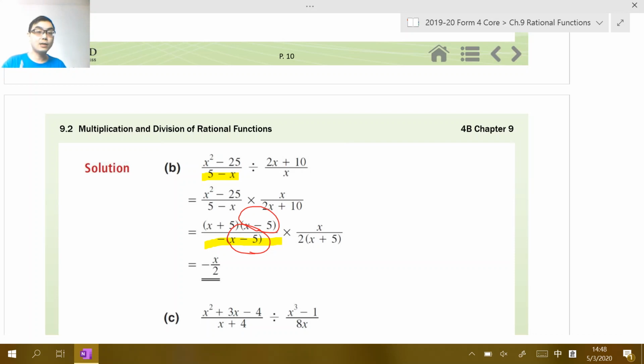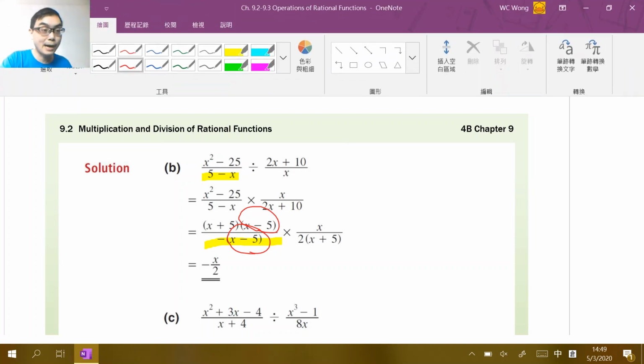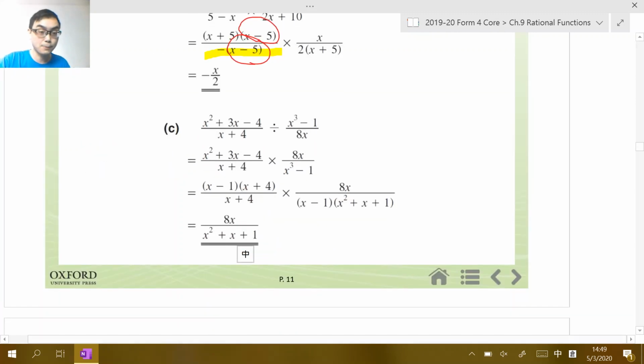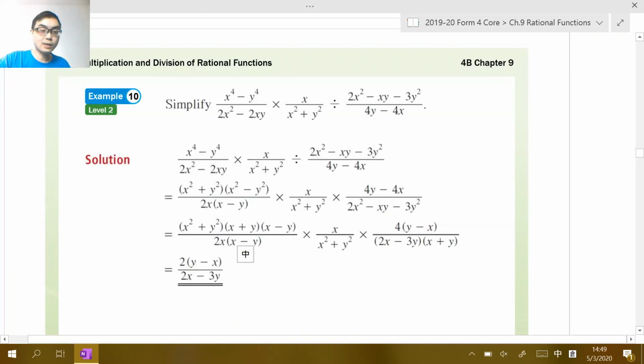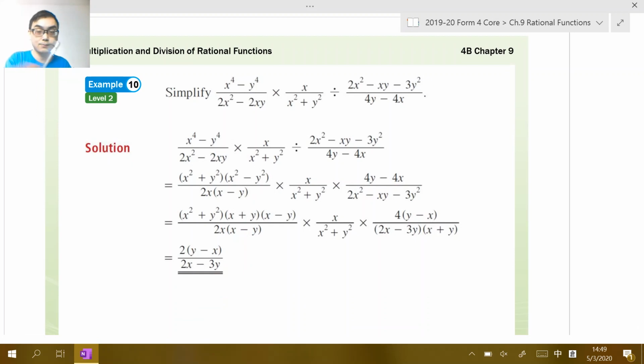So do remember that sometimes you may misread some of the terms, which become negative of x plus something or x minus something. So do remind yourself to change it if you need to do so. So this is what I want to remind you when you do algebraic fractions. So besides multiplication or division, even a long question like example 10 just follows.